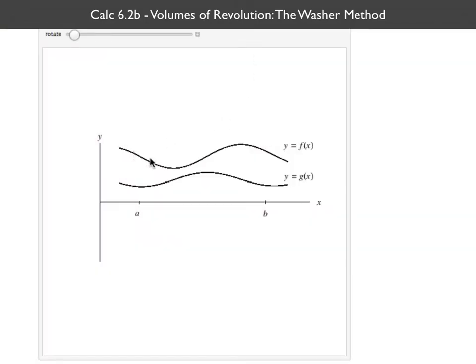Here we have a function y equals f of x, and here we have a function y equals g of x. We're going to look at the region from a to b. This would be the shaded region, which we could find. What we want to do now is rotate this around the x-axis. You can see the area of this region would get rotated all the way around the axis, like so.